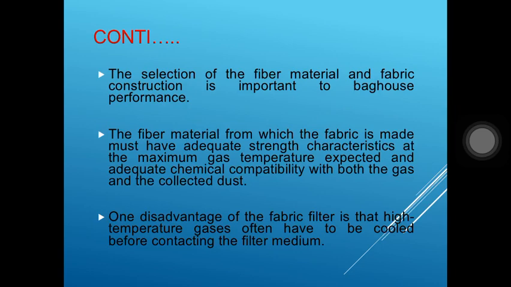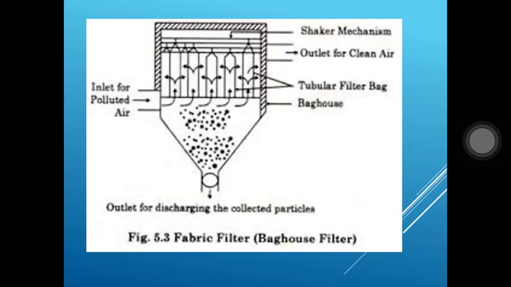The fiber material from which the fabric is made must have adequate strength characteristics at the maximum gas temperature expected and adequate chemical compatibility with both the gas and the collected dust. One disadvantage of the fabric filter is that high temperature gases often have to be cooled before contacting the filter media. Now here you can see the vertical chambers or the tubular structure of filter bags from which the gas passes on and the dust is collected at the bottom in a hopper.